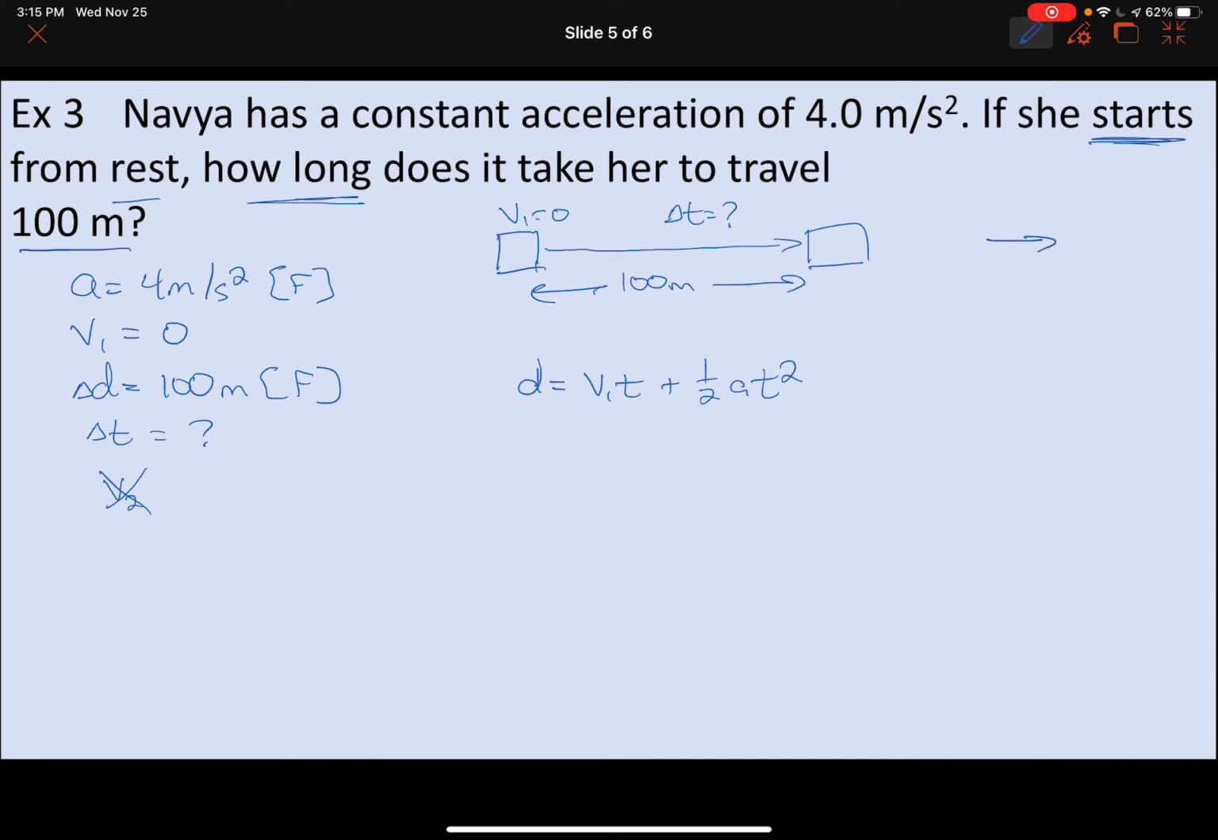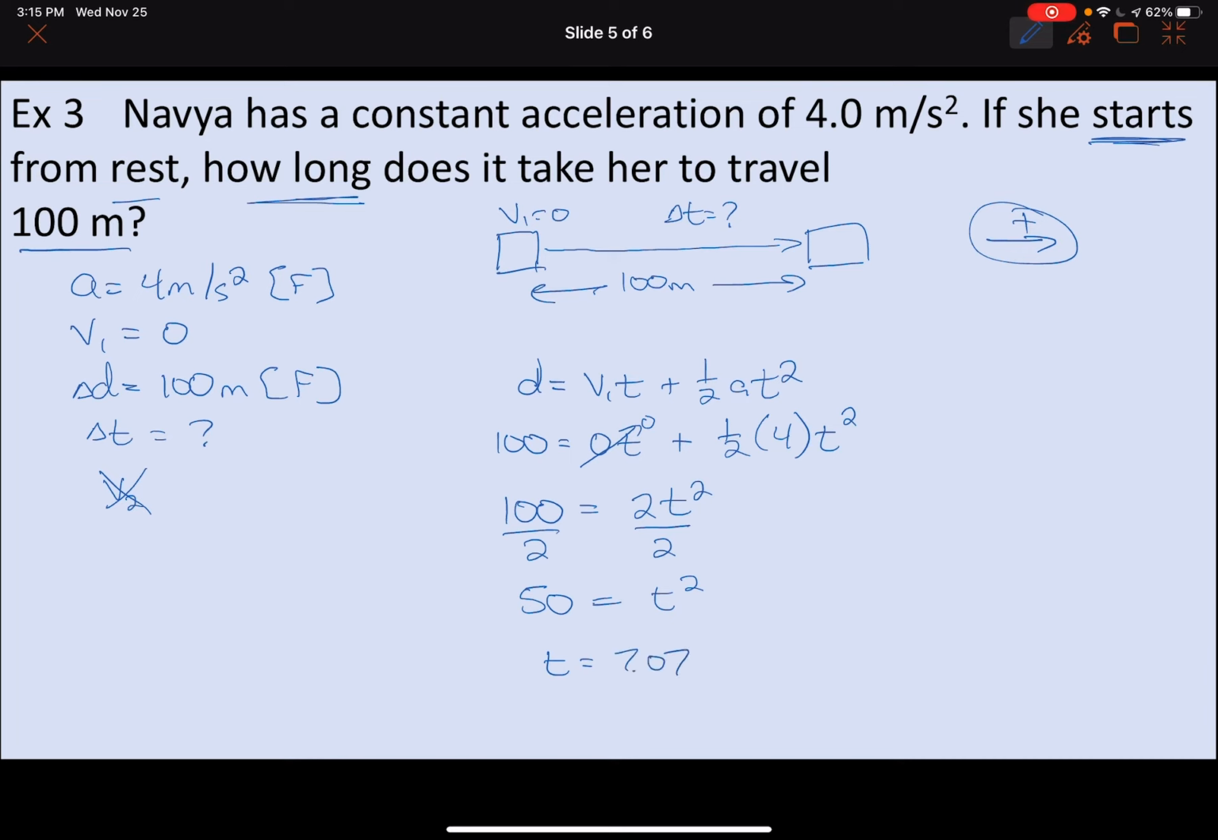We're going to stick with this forwards direction being our positive direction. So that means displacement is forwards. V1 is just 0. Remember, 0 times anything is just 0, so this whole thing goes away. Acceleration is 4. T, that's what we're looking for. Don't forget it's squared. We can divide both sides by 2. We're going to take the square root of that, and we are going to get 7.07.